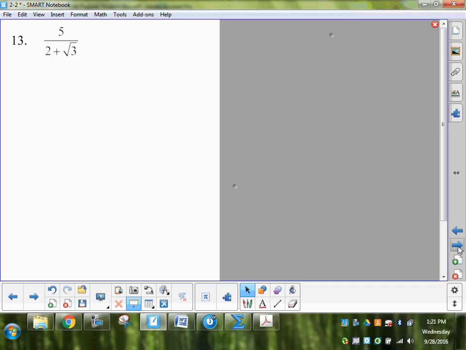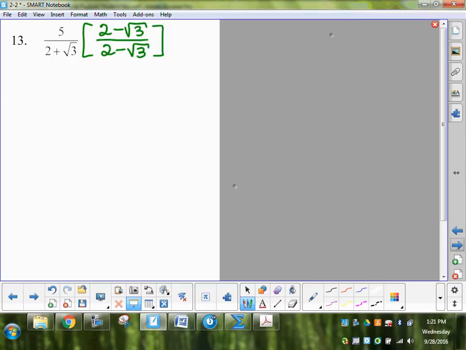Looking at question number 13, I can't leave something like that as a final answer. Hands up, please, if you can tell me why. Why is that expression never permitted in Algebra 2? John Paul, what do you say? I need that radical to go away, which means I'm going to multiply by the conjugate of the denominator. So that's going to be 2 minus root 3 over 2 minus root 3.